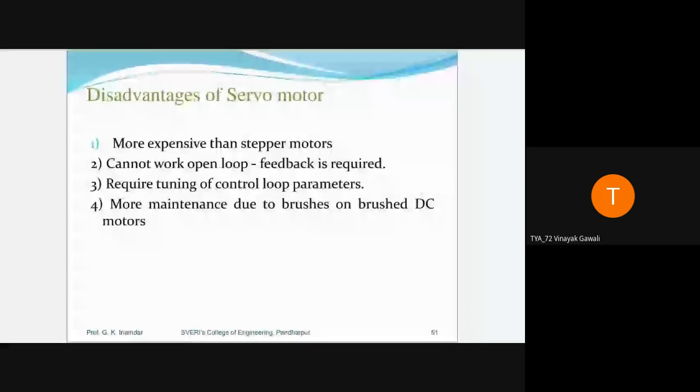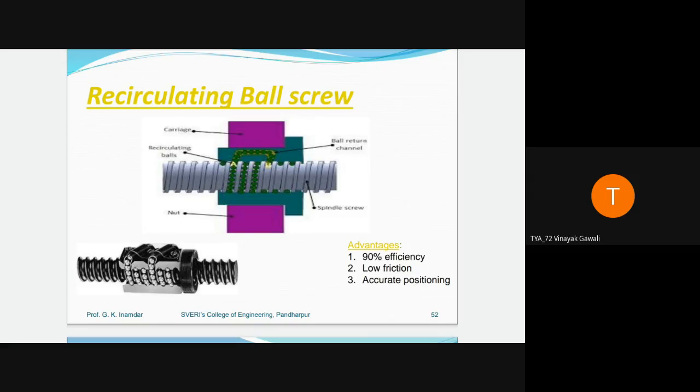More maintenance due to brushes. Brushed DC motors; brushed AC and DC motors are also available. Very small machines are there, and that should be considered. Why? Suppose different rotating or moving parts are there, suppose a vertical axis or a tool table should be movable. At that time recirculating ball screws are also available in the NC system, in every machine in our mechanical engineering. This type of recirculating ball screw is also part of the structure of an NC system.